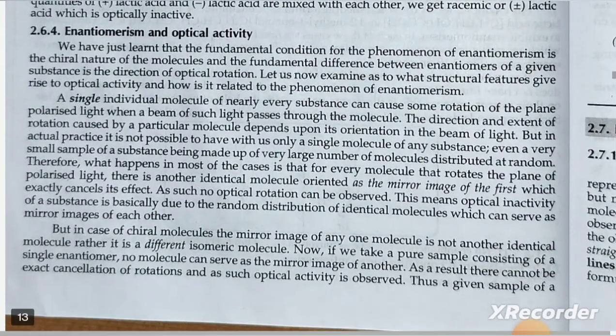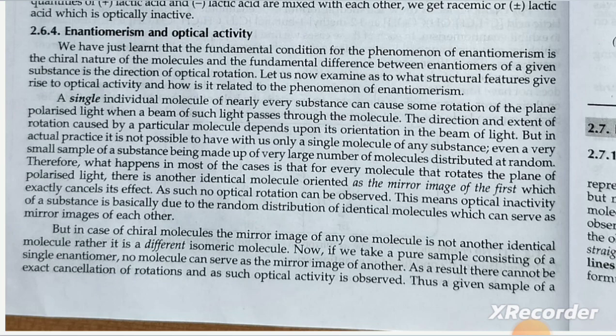Fourth is enantiomerism and optical activity. We have just learned that the fundamental condition for the phenomenon of enantiomers is the chiral nature of the molecule, and the fundamental difference between enantiomers of a given substance is the direction of optical rotation. Let us now examine what structural feature gives rise to optical activity and how it is related to the phenomenon of enantiomerism. A single individual molecule of nearly every substance can cause some rotation of the plane polarized light when a beam of such light passes through the molecule.